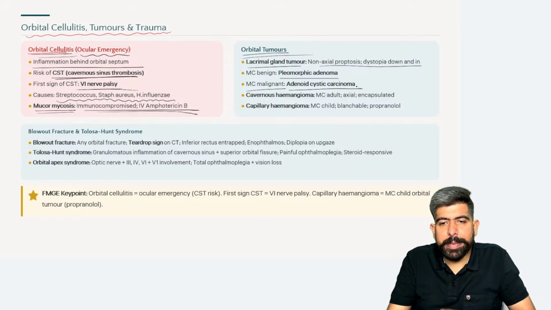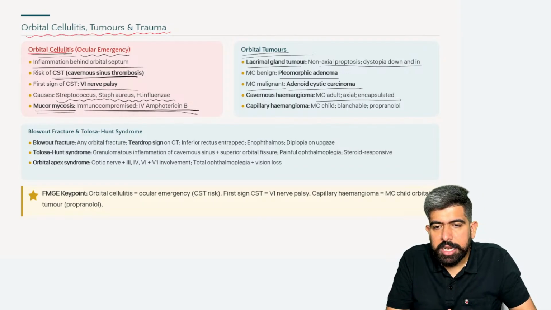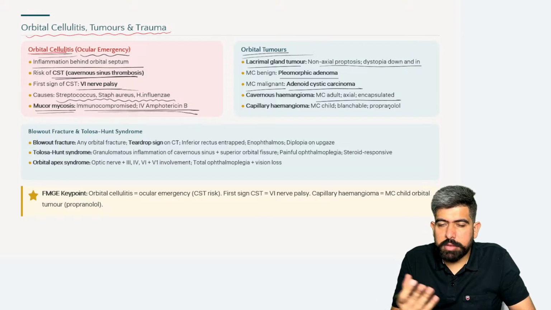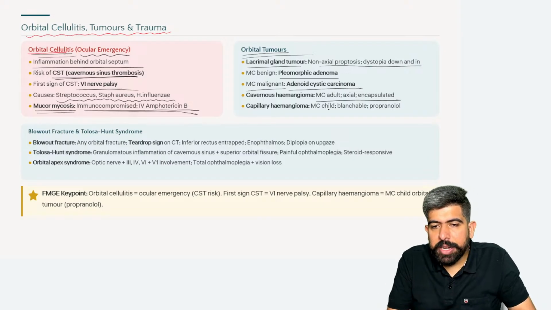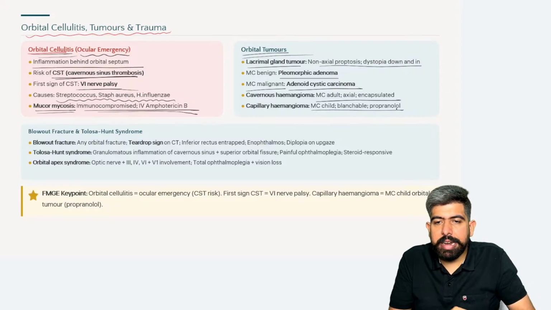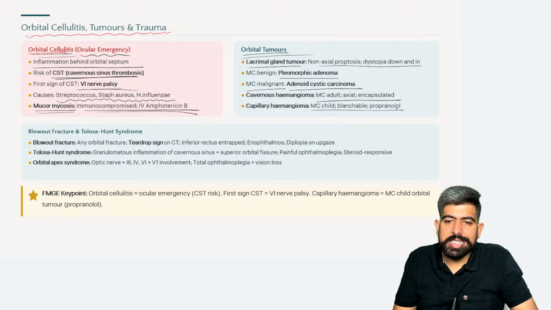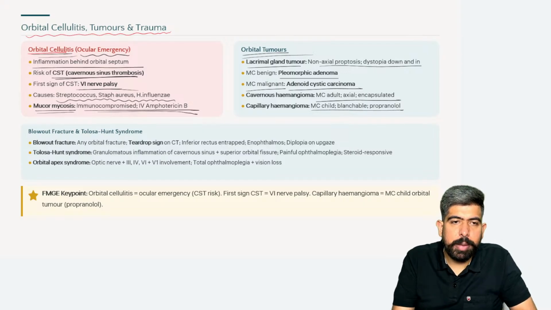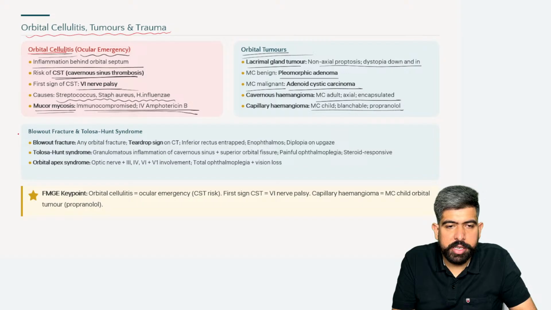Cavernous hemangioma is the most common axial type of orbital tumor in adults, and capillary hemangioma is the most commonly seen in children. In adults, we will see cavernous hemangioma. Capillary hemangioma is most commonly seen in the child. Understood? Now, the important topic, please mark the highlight over here, and this is about your blowout fracture.